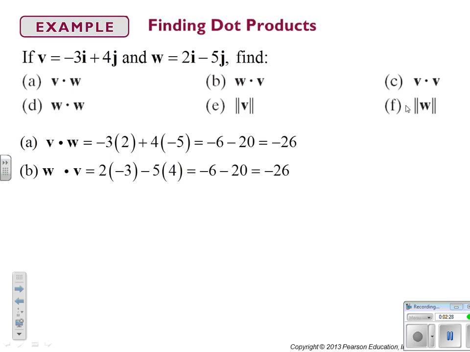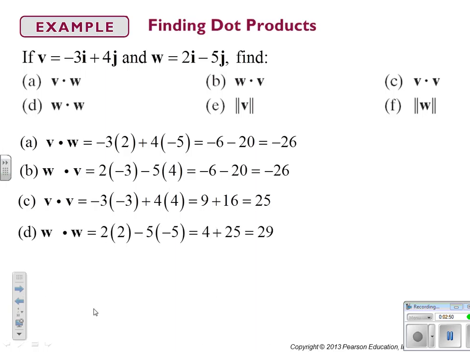Sometimes we will find the dot product of a vector by itself. When we do that, we get negative 3 times negative 3 plus 4 times 4, which is 9 plus 16, and that's 25. W dot w is 2 times 2 plus negative 5 times negative 5, which is 4 plus 25, and that gives you 29.